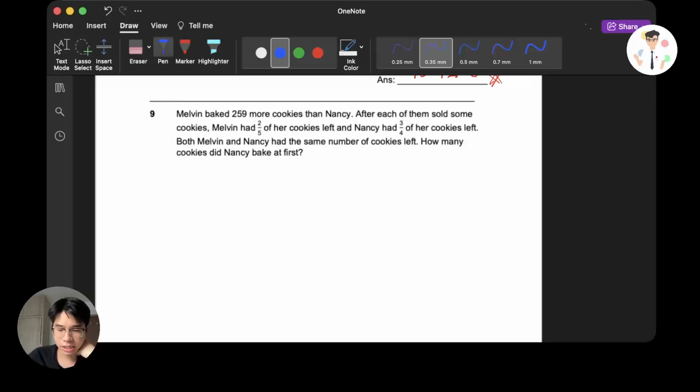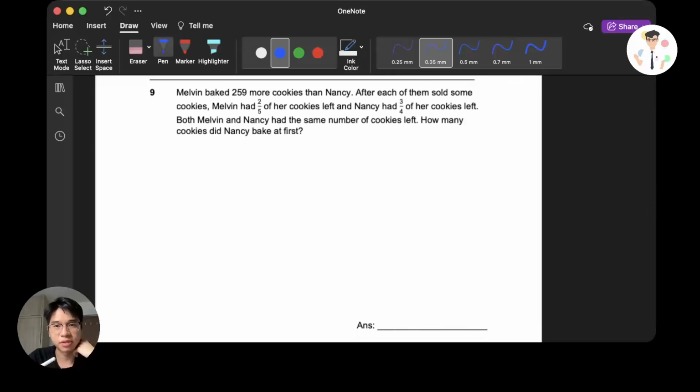Now, let's look at this question. Let me just take some time to read first, then you try to think what concept this would be. Melvin baked 259 more cookies than Nancy. After each of them sold some cookies, Melvin had 2/5 of her cookies left. Nancy had 3/4 of her cookies left. Both Melvin and Nancy had the same number of cookies left.